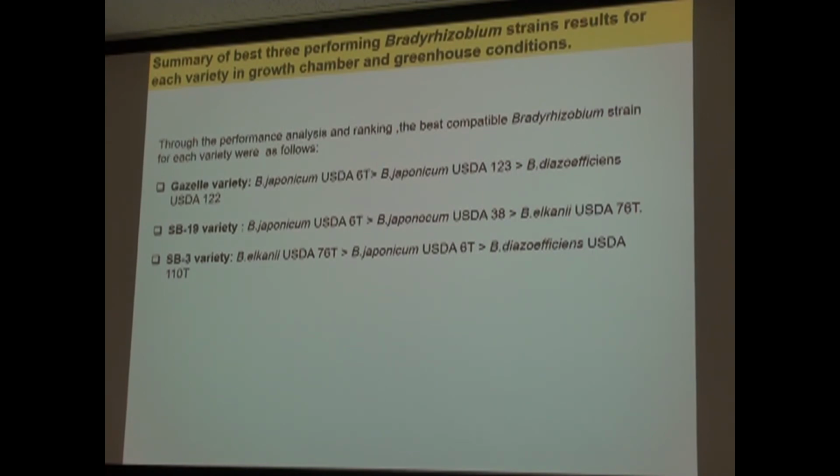In summary, after analyzing all those performance analyses and rankings, the best compatible rhizobia strains for each variety were as follows. For Gazelle, it was B. japonicum USDA 60, B. japonicum USDA 123, and B. diazoefficiens USDA 122. For the SP19 variety, it was B. japonicum USDA 60, B. japonicum USDA 38, and B. elkanii USDA 760. For the SP3 variety, we had USDA 760, B. japonicum USDA 60, and B. diazoefficiens USDA 110.